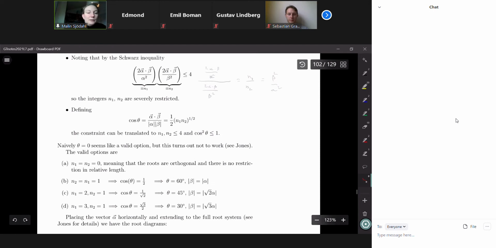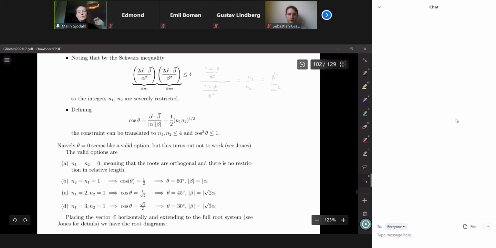Another option is that n1 and n2 are both equal to 1. If this is the case, we can go and see what value we have for cos theta up here. So then we have 1/2, and we have 1 times 1 to the power 1/2. So we have a half. That is fulfilled by the angle being 60 degrees.